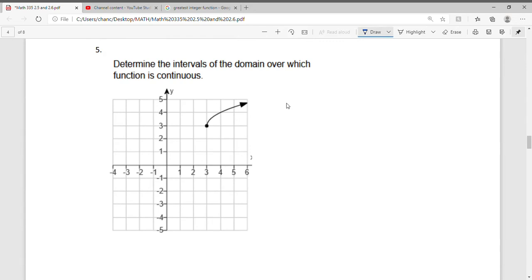Question 5. Determine the intervals of the domain over which the function is continuous. In order to be continuous, you cannot lift your pen off the graph as you continue on the curve. And that's continuous from 3 all the way to the right here. So it's continuous from 3 all the way to infinity. This is the domain in which it's continuous.